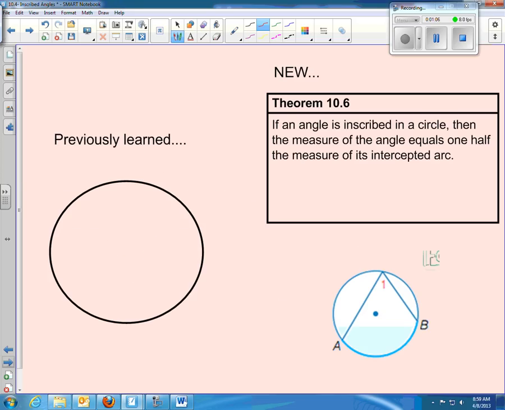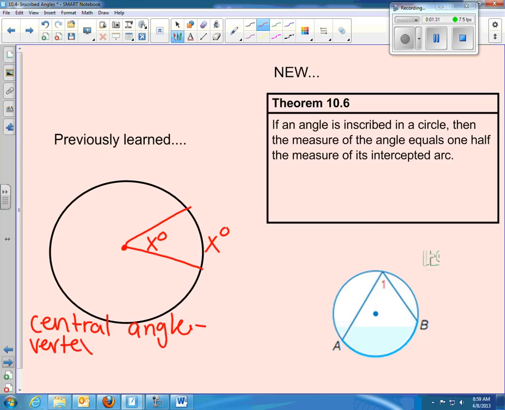All right, just remember what we've previously learned. We've learned about central angles before. Central angles look something like this and have a degree measure of x, and their arc has the same degree measure. So this is a central angle, and remember that the vertex is at the center. With inscribed angles, as we talked about just a second ago, the vertex is on the circle. And then lastly, the angle and the arc have the same measure for a central angle.